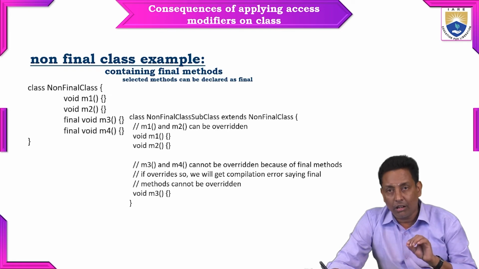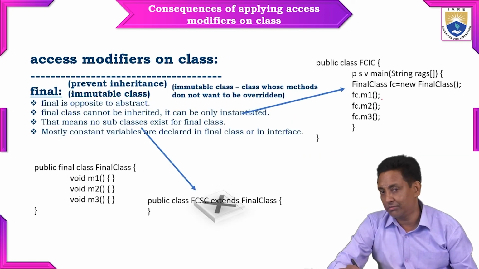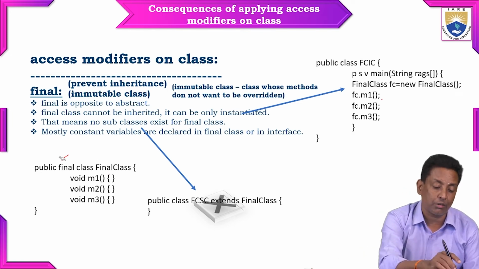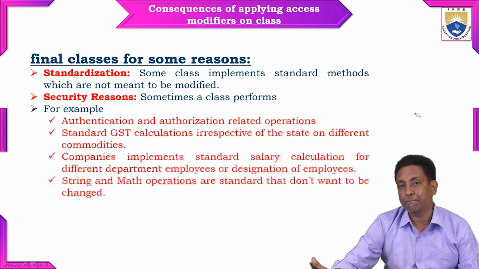Previously, in the previous slide, I showed a final class. A class is declared as final and its methods are normally implemented. A final class cannot be inherited. A final class can only be instantiated.